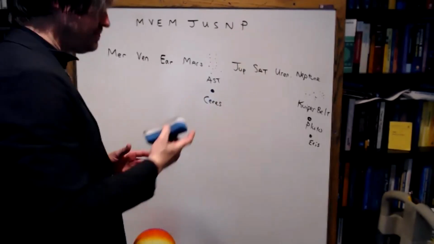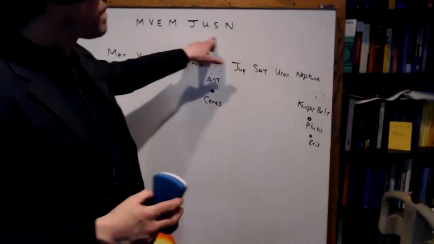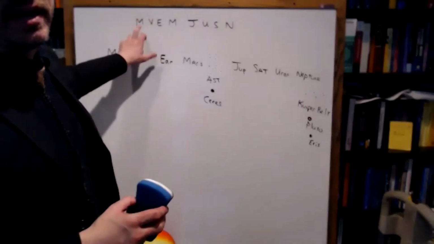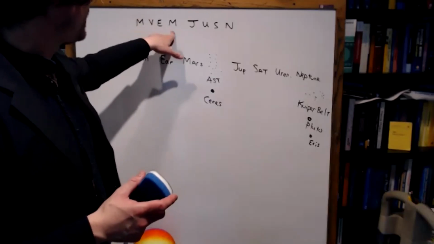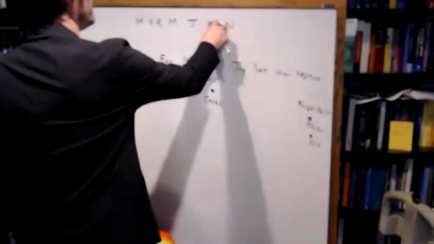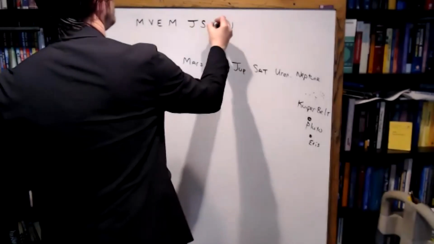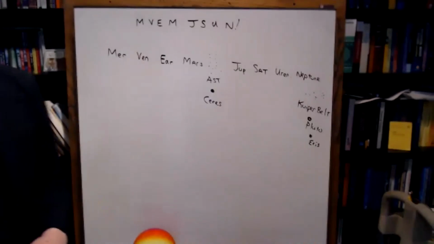Now that we've denigrated Pluto to dwarf planet status, it might be more appropriate, as one of my students suggested a couple years back, to rename the mnemonic device, "My very educated mother just served us nothing." Okay? "My very educated mother just served us nothing."